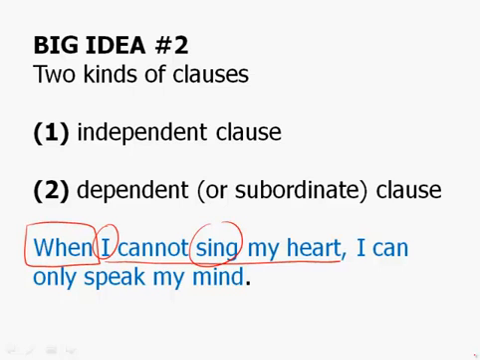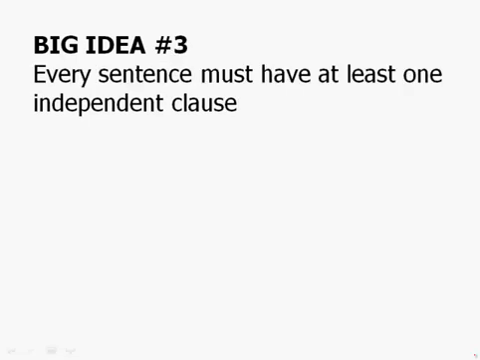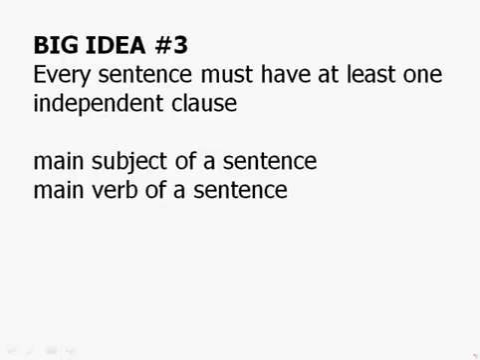It's only a modifier. Meanwhile, the independent clause is actually what could stand alone as a complete sentence without the modifier. And again, we have a subject and a verb. This subject and this verb are in fact the main subject and main verb of the whole sentence. And that leads us to big idea number three. Every sentence must have at least one independent clause. If it has that one independent clause, the subject of that clause is the main subject of the sentence. The verb of that clause is the main verb of the sentence.